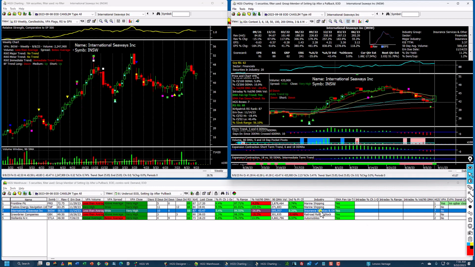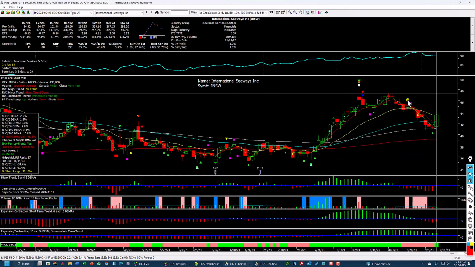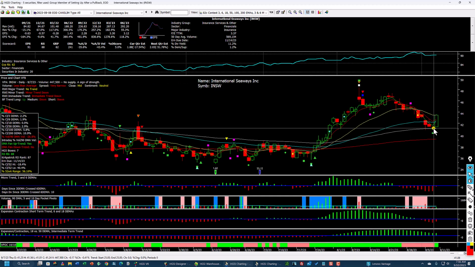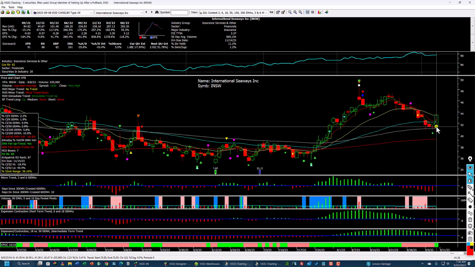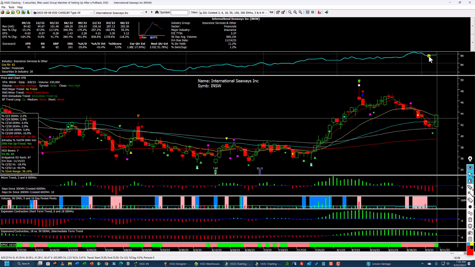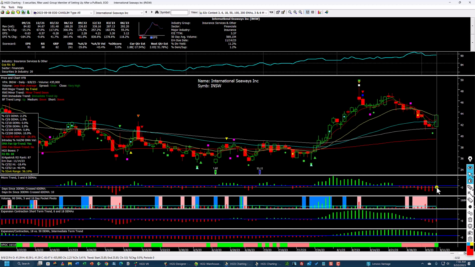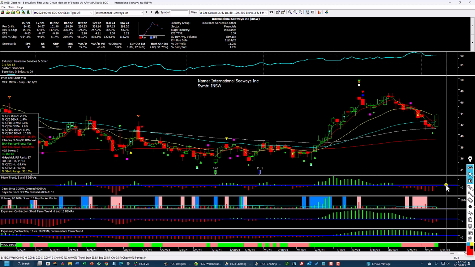International Seaways, Insurance Services. This really nice move up here. Profit taking, found support at the 100-day. No supply here. Starting to move up. The group is flat. The 3 and the 6 negative, but see how the pressure has come off here on the 3 versus the 6. It's about ready to cross over.